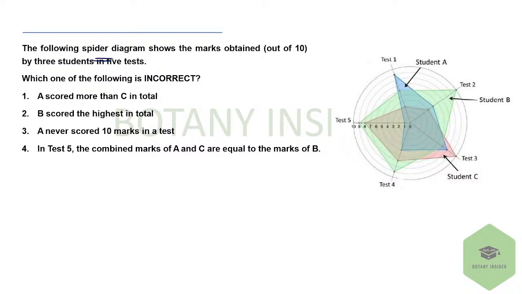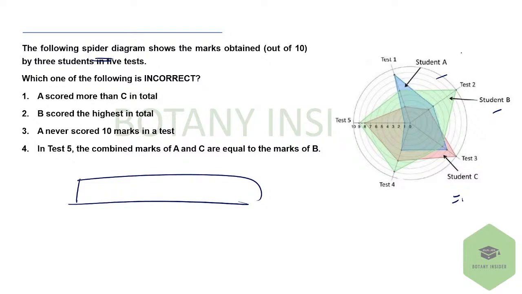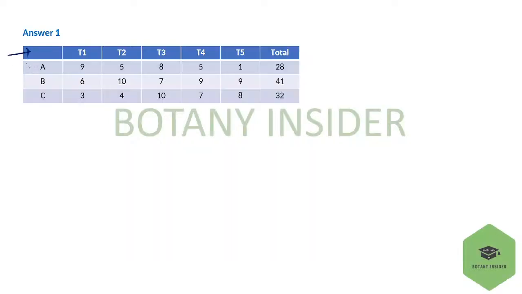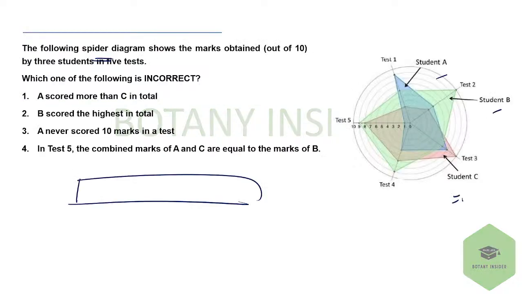Following is a spider diagram given to you. So three students are there, student A, student B, and student C. And you need to make a table for the same, right? Student A, B, C, and five different tests are there. When you make a table, you get this particular table out of this entire segment.